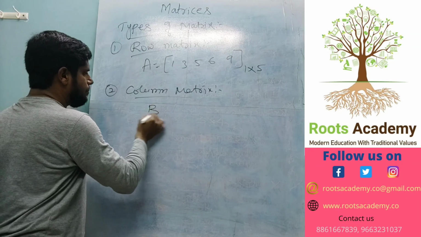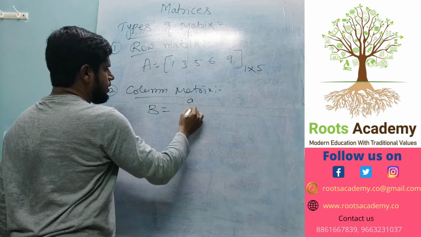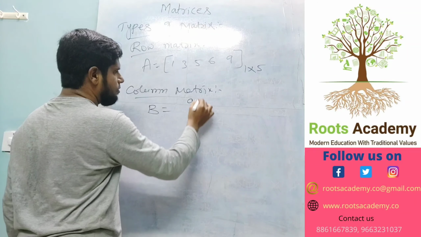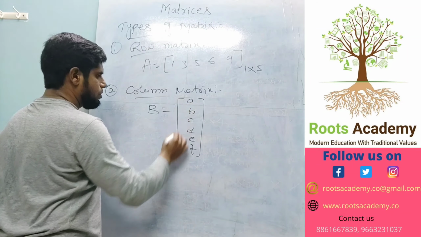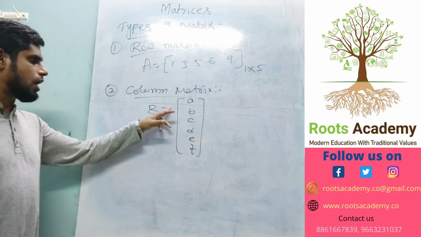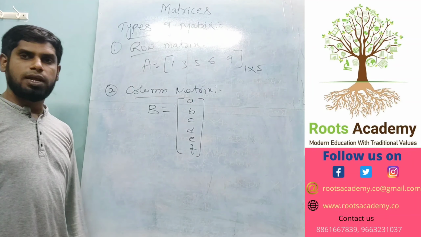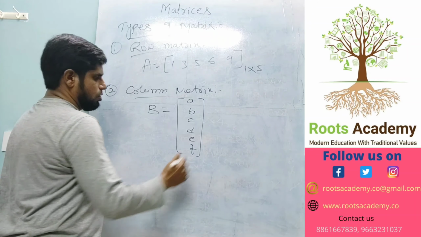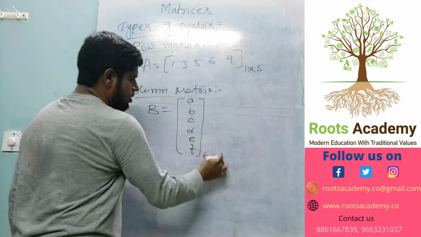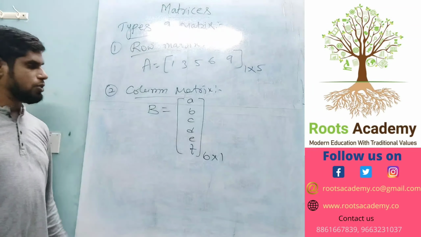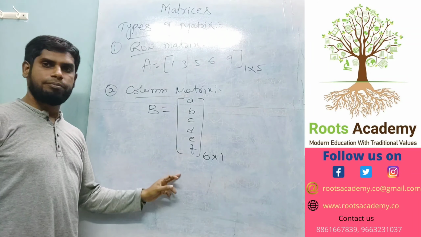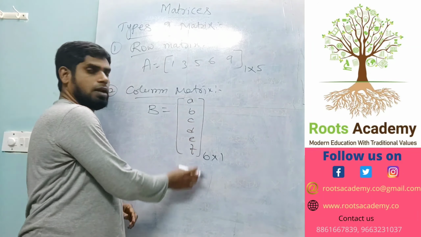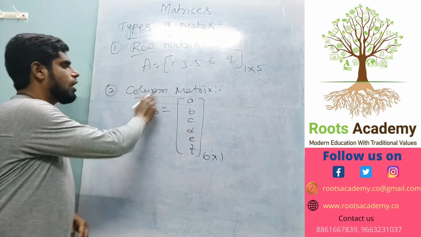For example, B is a matrix: A, B, C, D, E, or you can take one more element, F. Student, so this is a column matrix because it has a single column irrespective of any number of rows. So it has 6 rows but 1 column. That's why it is called a column matrix. Any matrix which has a single column is considered a column matrix.